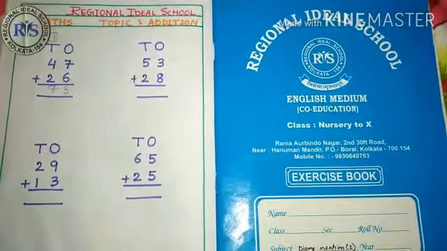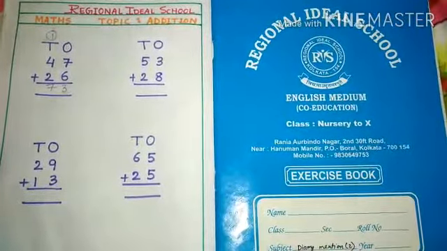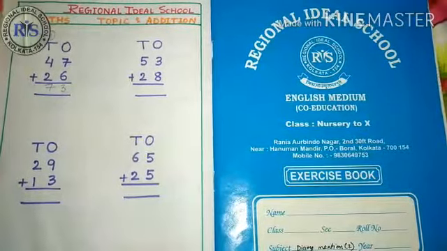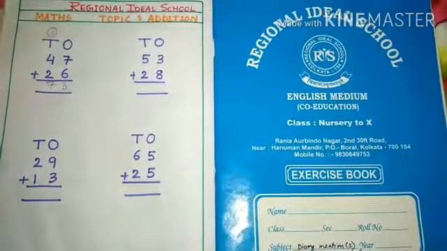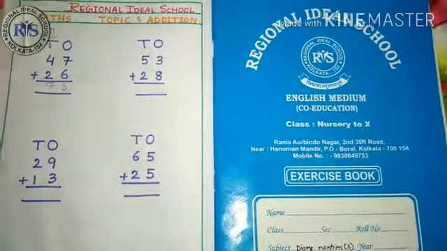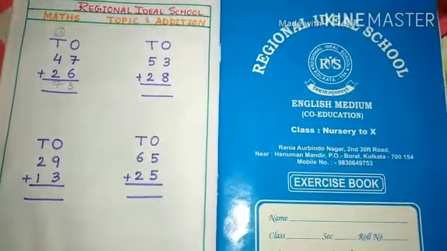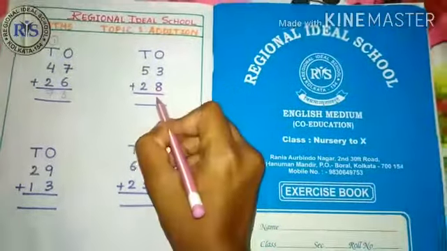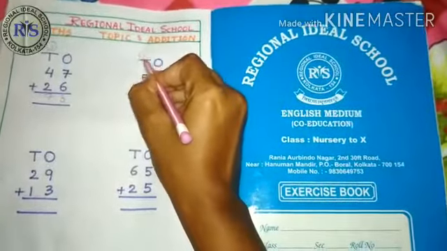In the next example, you have to do addition of 53 and 28. Students, the process is the same. So, you have to add first the ones digit and then the tens digit. In the ones digit, we have 8 and 3. So, first add 8 and 3. If we add 8 and 3, we will get 11. So, write here 1 and 1 will be carry forward here.